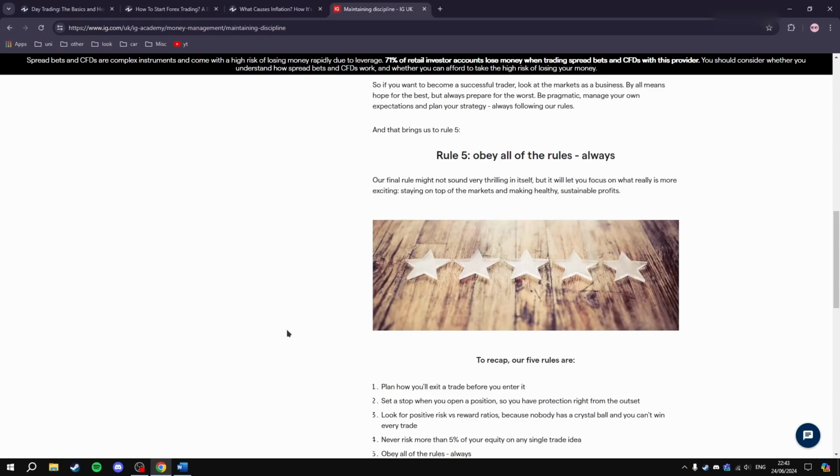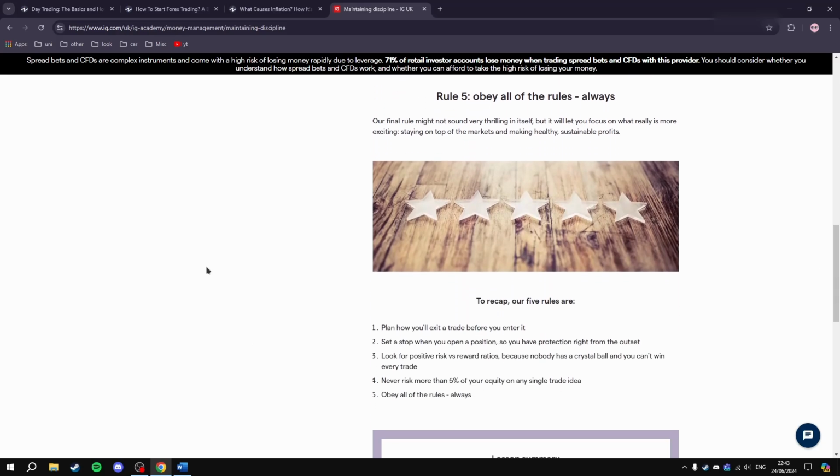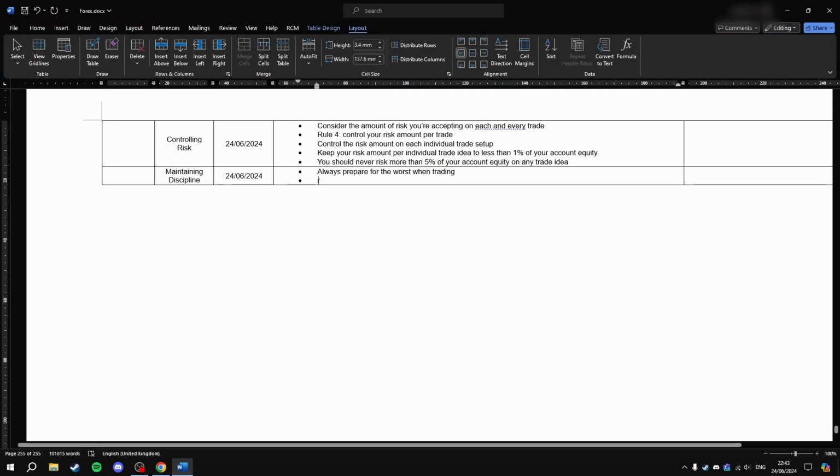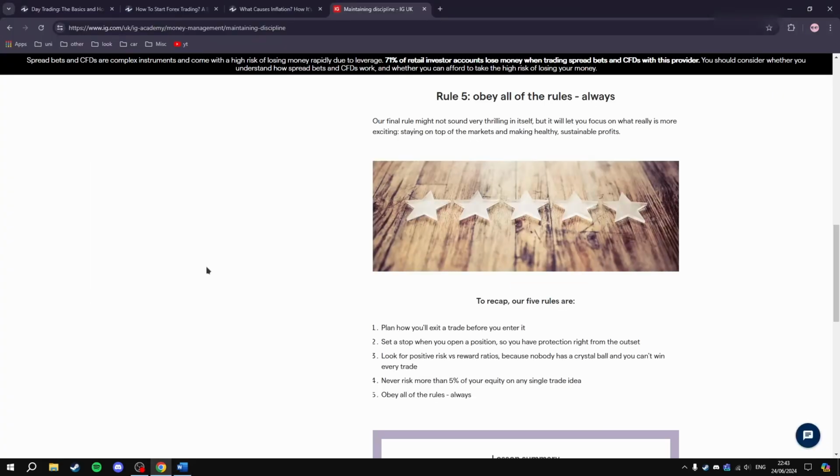Always follow our rules. That brings us to Rule 5. Obey all of the rules. Always. Our final rule might not sound very thrilling itself, but it will let you focus on what really is more exciting: staying on top of the markets and making healthy, sustainable profits.